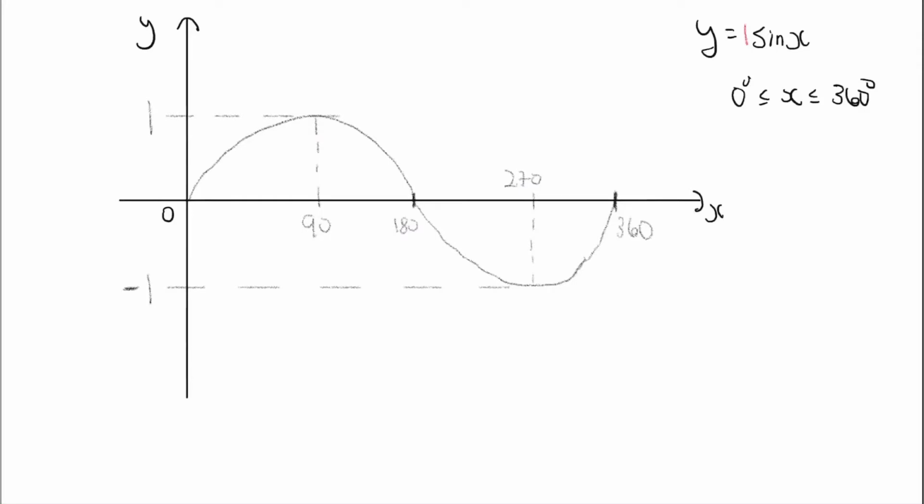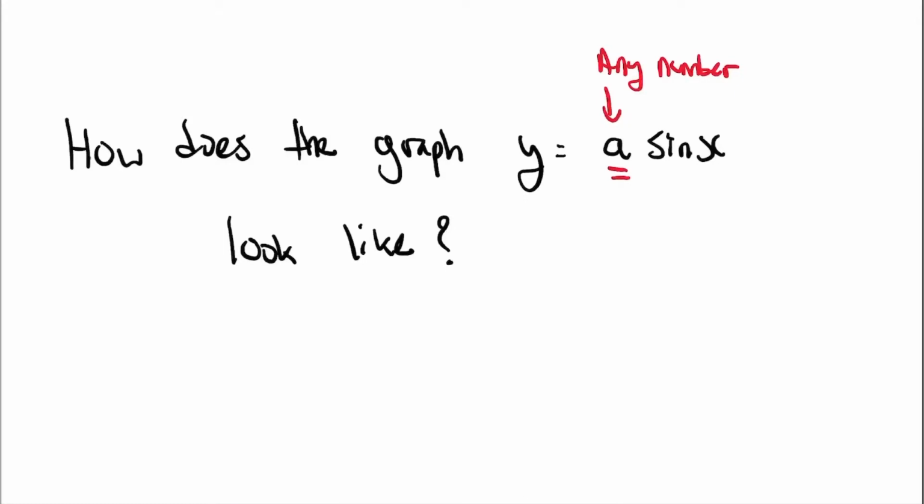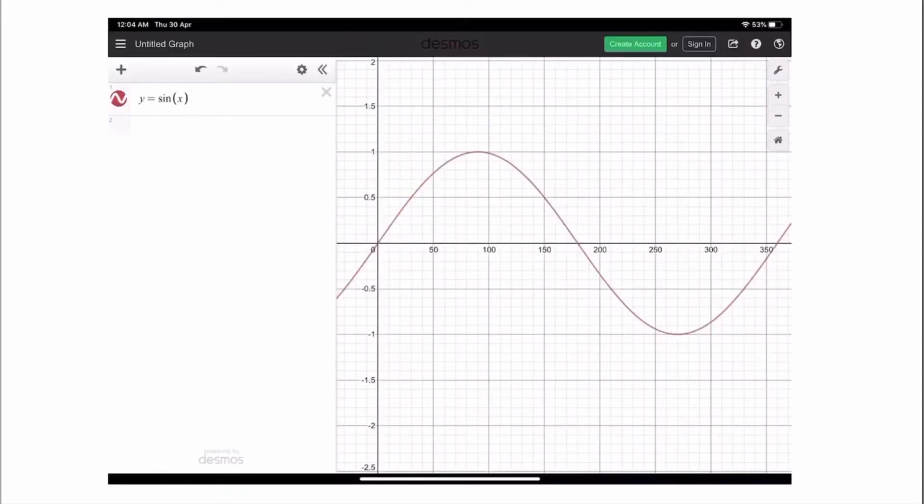We are now going to do a transformation on it. So, how does the graph look if I were to change the 1 into some other number? Basically, how does y equals a sine x look? I'm going to play this video. Observe how the graph changes.